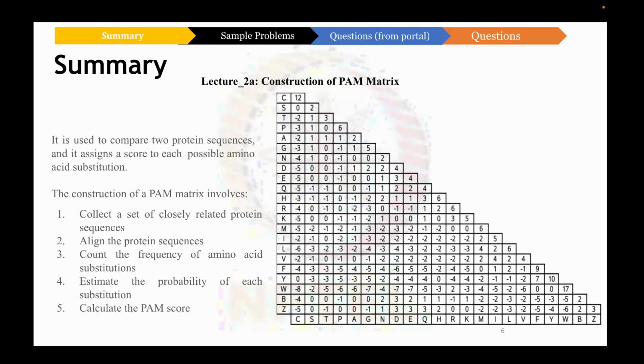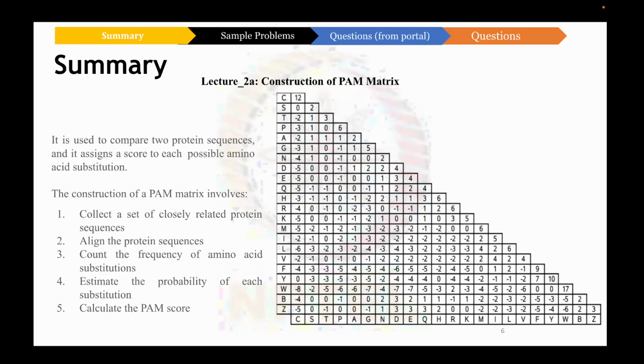Once the sequences have been aligned, the next step is to count the frequency of residue substitutions at each position in the alignment. This involves comparing the residues at each position in the alignment and keeping track of how one residue is substituted for another. Once the frequency of residue substitutions has been determined, the next step is to estimate the probability of each substitution occurring. This is typically done by dividing the number of times a particular substitution occurs by the total number of times the residue being replaced occurs in the alignment.